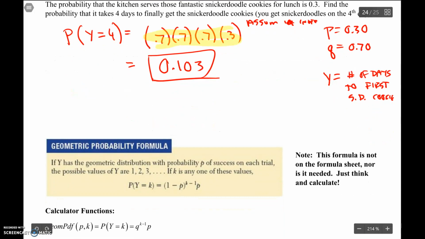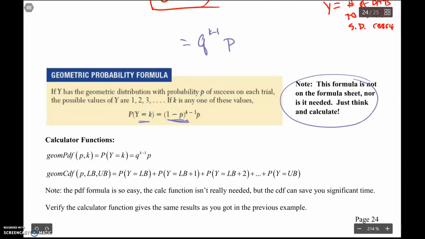So here's the probability formula. Note this formula is not on the formula sheet, and you shouldn't memorize it. The probability that y is equal to k is, well, if you get your first success on the kth attempt, that means you have to have k minus 1 failures. So q to the k minus 1 times your one success. I would not memorize that at all.